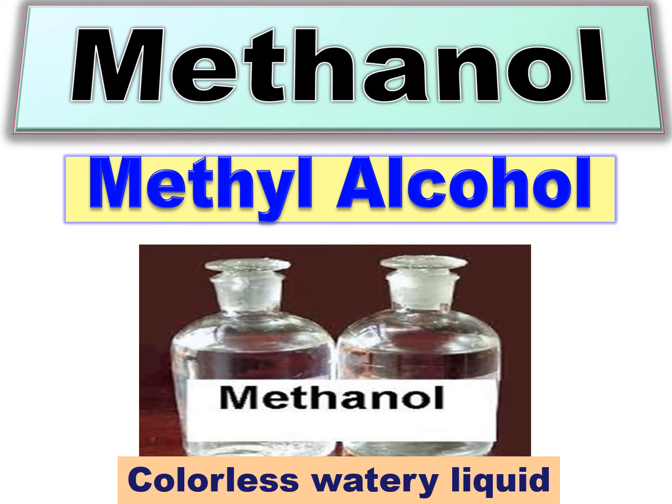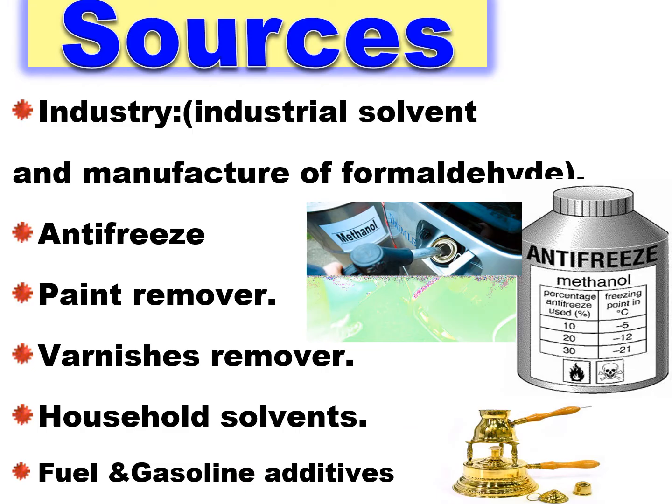The second toxic alcohol is methanol, which is not widely used like ethanol, but is more toxic than ethanol. It is a colorless, watery liquid present mainly in industry, in the manufacture of formaldehyde, and as antifreeze, paint remover, varnish remover, and household solvent. It may be used as fuel, and may be used by addicts as a cheap substitute for ethanol.